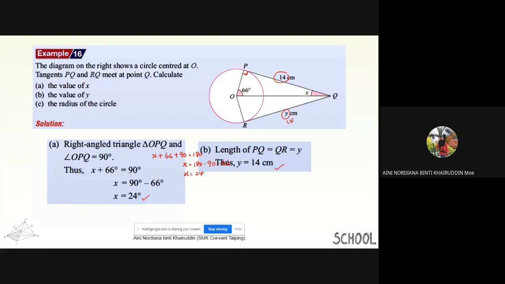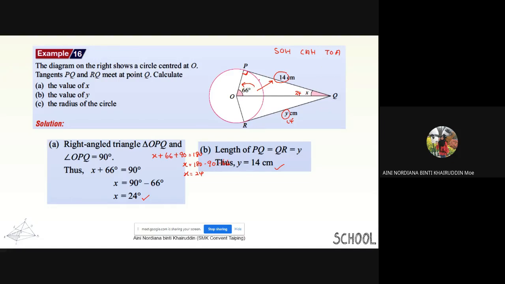from previous chapter, I think, trigonometric ratio, which is TOA. Okay, so you can use any angle here. So let's say you want to use angle 66. So you will use tangent, opposite over adjacent. Or you can use X. X is 24.